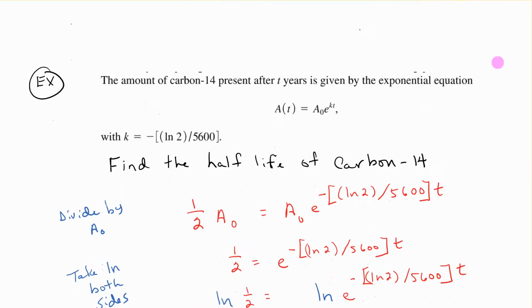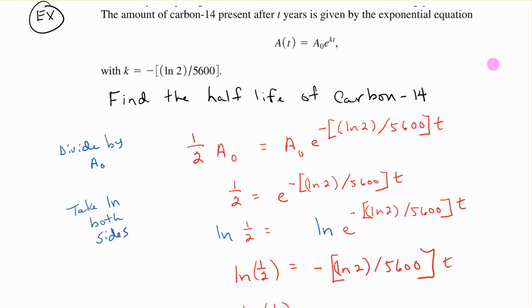Or we might have a carbon 14 problem, kind of like a half-life. The amount of carbon 14 present after t years is given by this exponential equation. So this is how much is left is equal to a sub 0, what you start with, e to the kt. And in this particular problem, k is equaling this, and they're not changing that to a decimal approximation. They're going to use that exact.